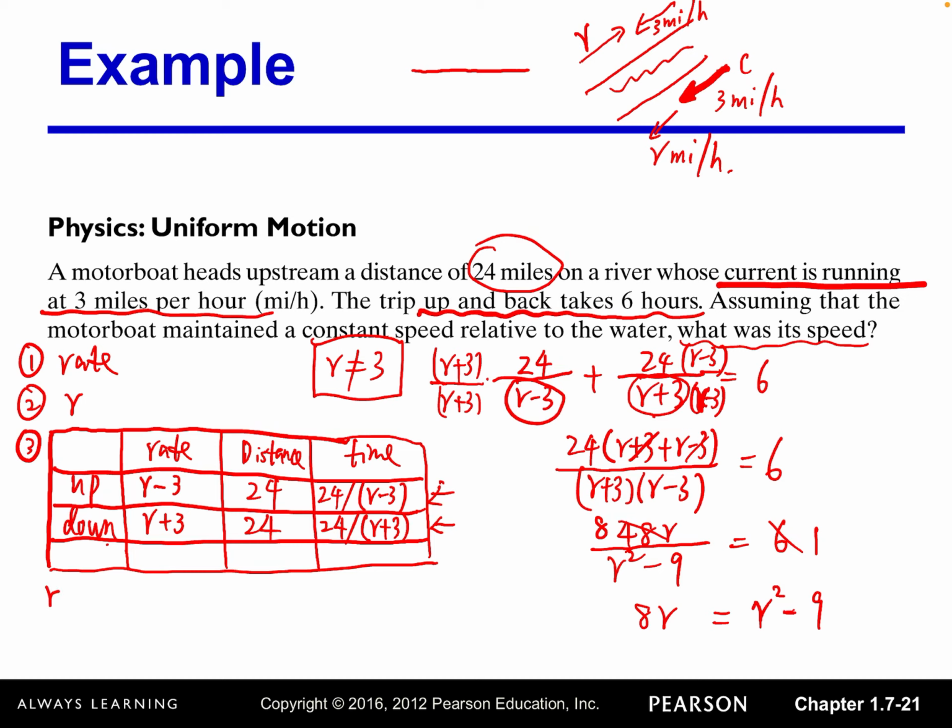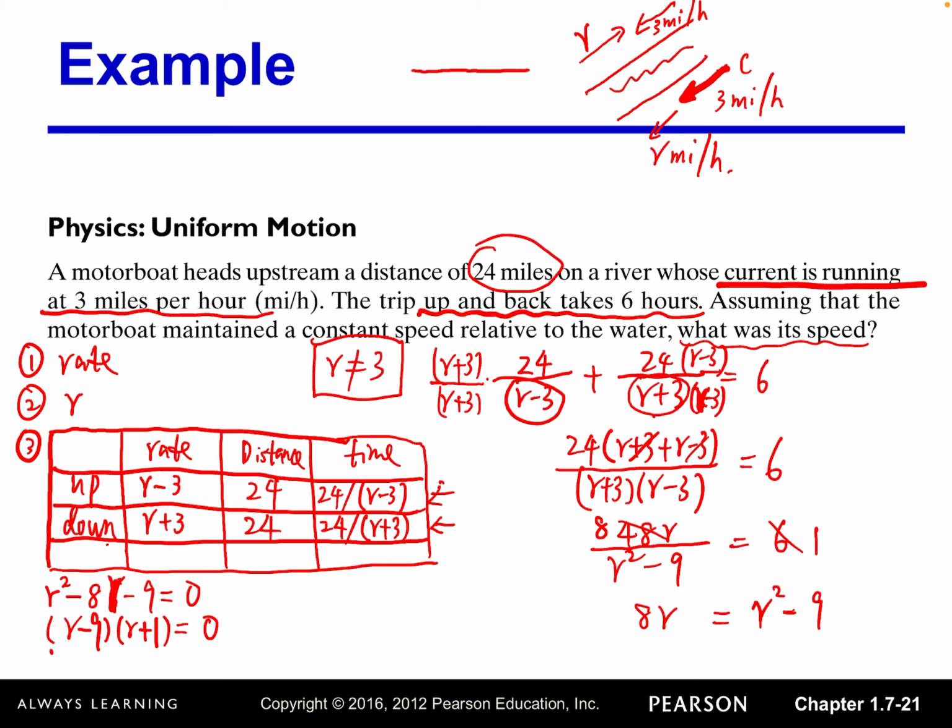So the standard form of this quadratic equation is r squared minus 8r minus 9 equal to 0. So we can easily find the factored form. For a trinomial, we factor it as two binomials multiplied, right? We're looking for two factors that multiply to equal -9, and these two factors add together to equal -8. So it's obviously -9 plus 1.